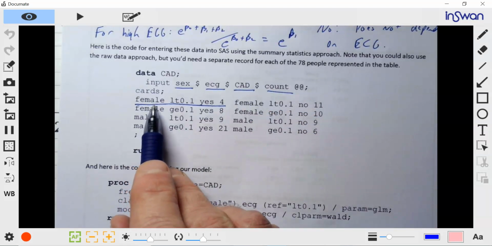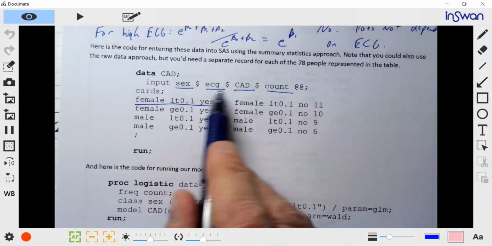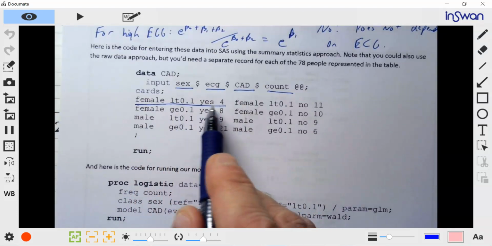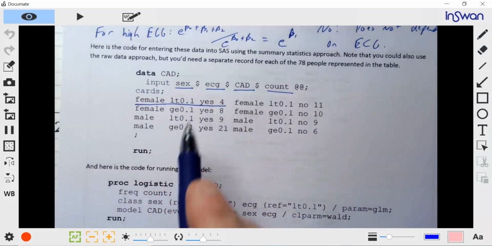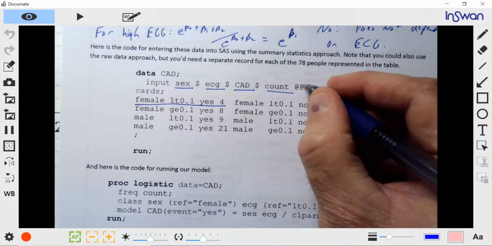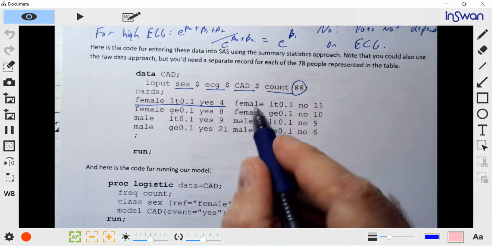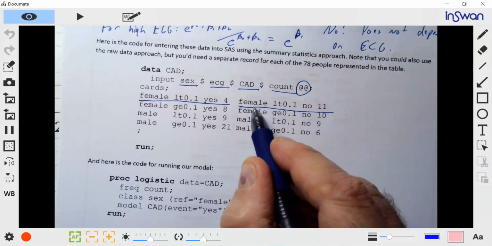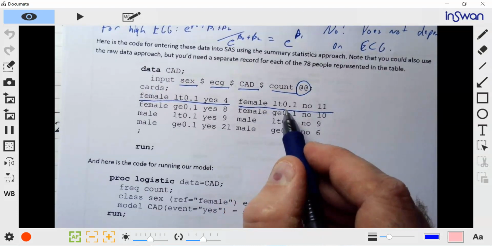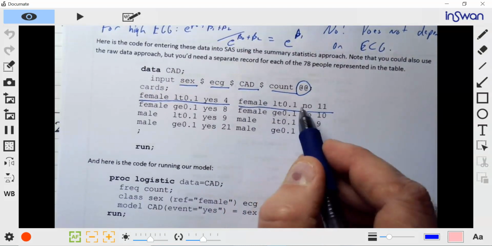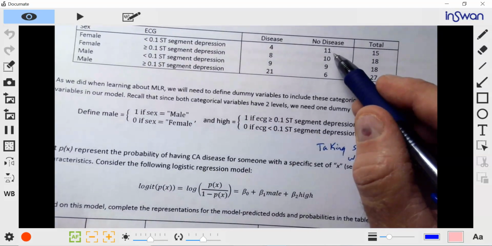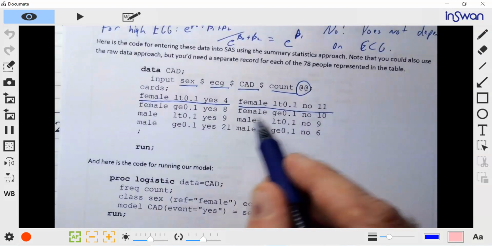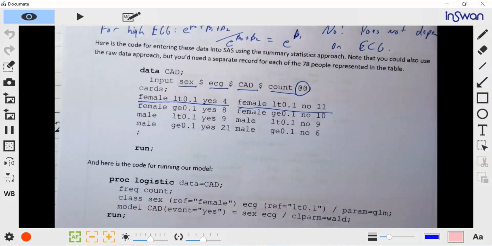And note that sex, ECG, and CAD are all text variables in my data set that I'm creating here. Again, I'm using the @ symbol, and then I'll enter the next cell. Females with low ECG and no CAD, and there were 11 of them in my table. So I'm just entering the table data directly into my data set.